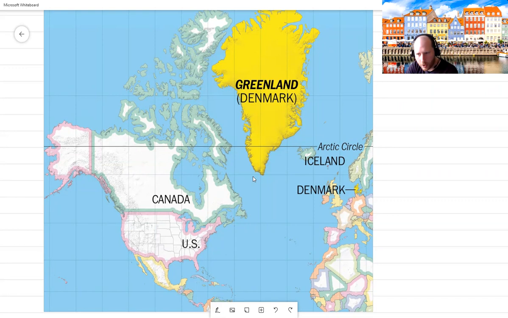If we go back in history even further, Denmark for a very long time controlled Iceland, and even parts of northern Germany. So Denmark is one of these countries, a bit like our own, which used to have quite a big empire, and that's contracted and got smaller over the years.